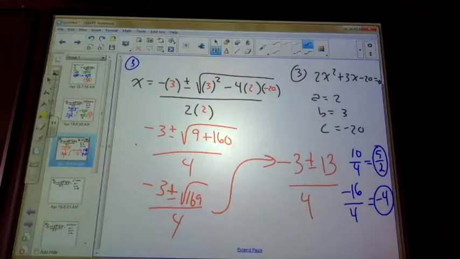No radical signs on this one. This one would have factored. This would have factored, which is fine. Okay?